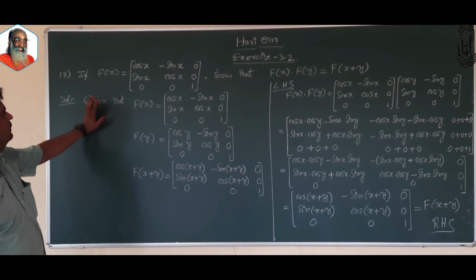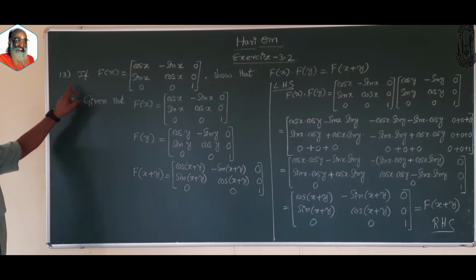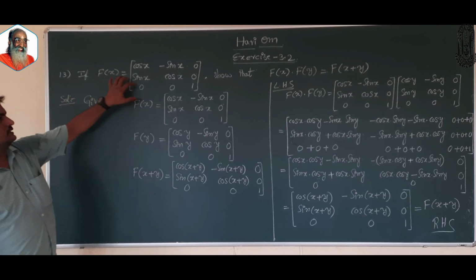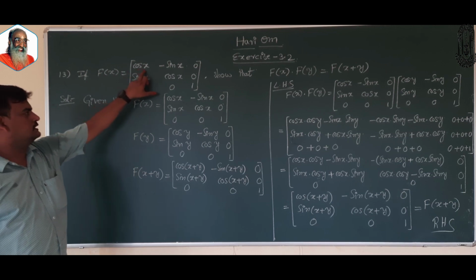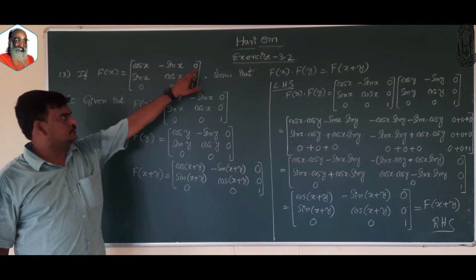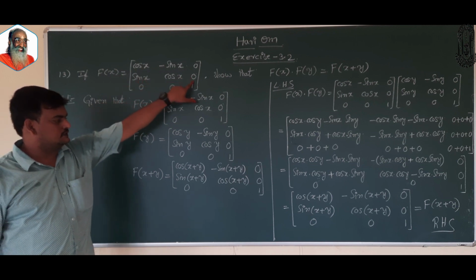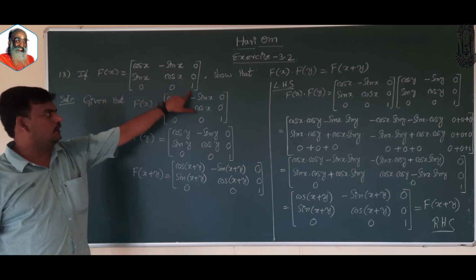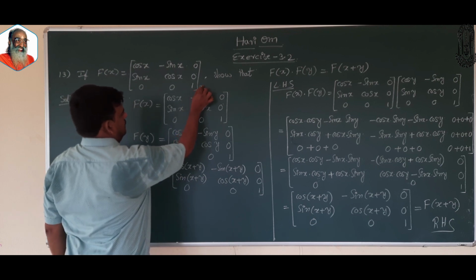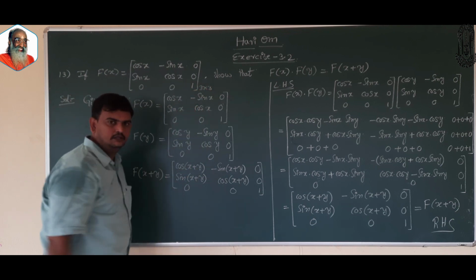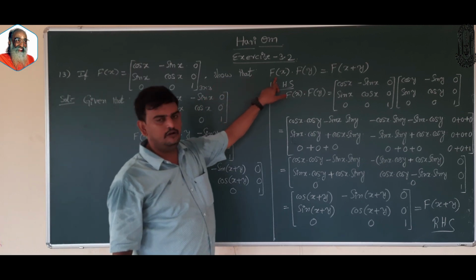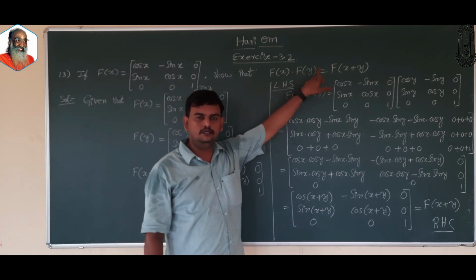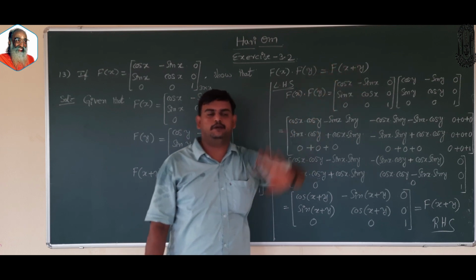Now we have another problem from exercise 3.2, that is question number 30. The question is given like this: if f of x is equal to cos x minus sin x 0, sin x cos x 0, 0 0 1, which is a square matrix with the order 3 by 3. Now show that f of x into f of y is equal to f of x plus y.